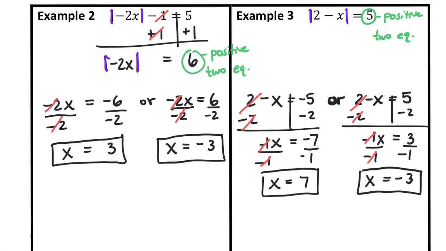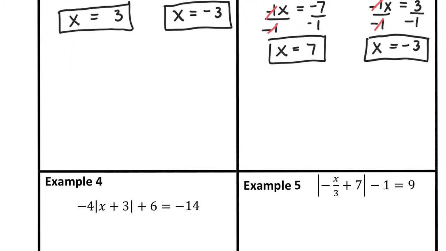It's like 2 answers, and you can check them. You can plug them in over here. 2 minus 7 is negative 5, but the absolute value of negative 5 is positive 5. And then over here, if I plug in negative 3, what's 2 minus negative 3? A minus negative becomes positive, so 2 plus 3 is 5. Okay. Now let's look at the last 2 examples.